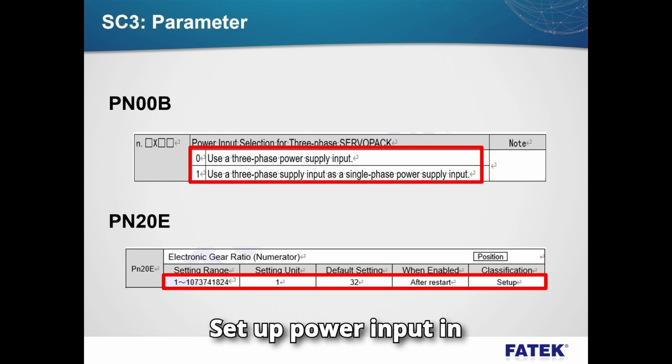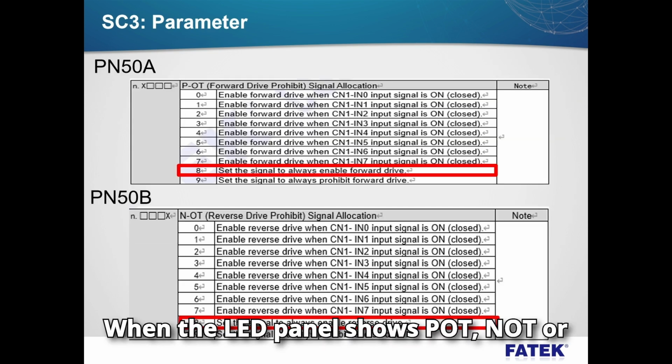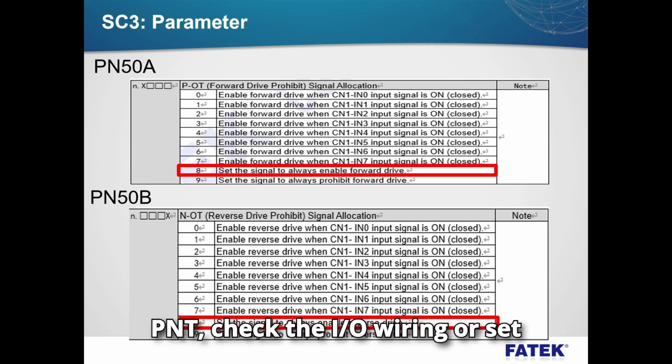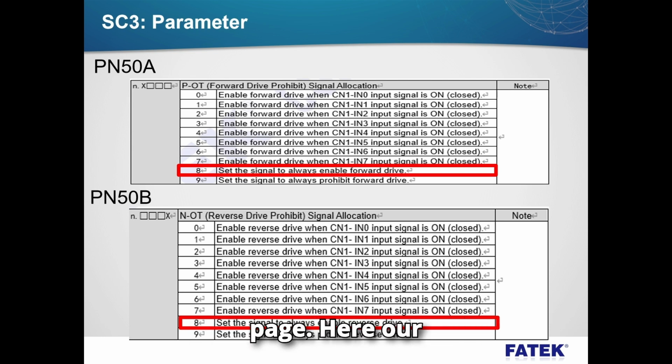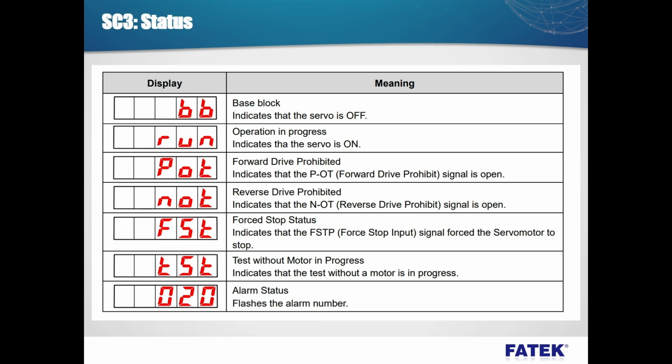Set up power input in PN00B. When using EtherCAT SC3, reset PN20E from 32 to 1. When the LED panel shows POT, NOT or PNT, check the I/O wiring or set PN50A and PN50B in this page. Here are the messages displayed on the panel.